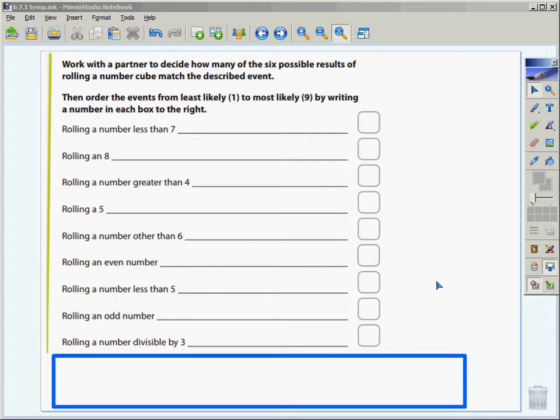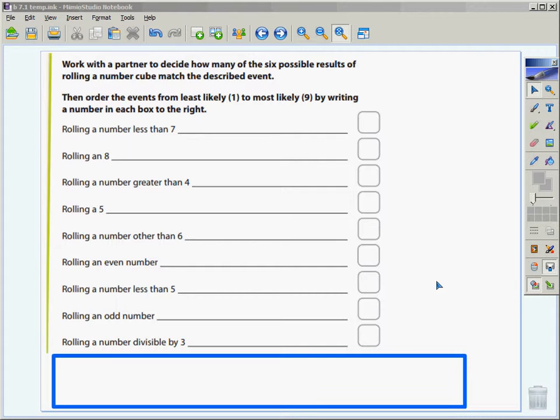Listen, on this first thing, we're going to be talking about probability today. What is the probability that something would happen? Is it 100% chance? Is it 50-50? Is it more likely, less likely? That's what we're going to be talking about.